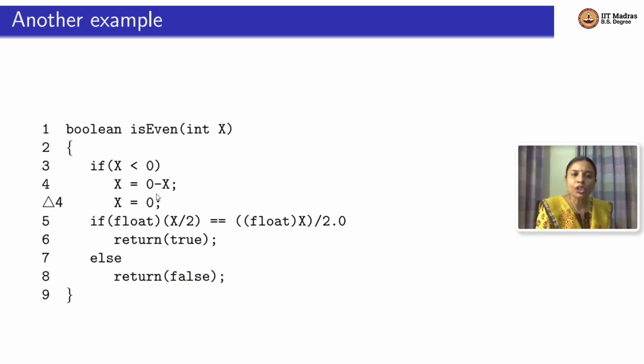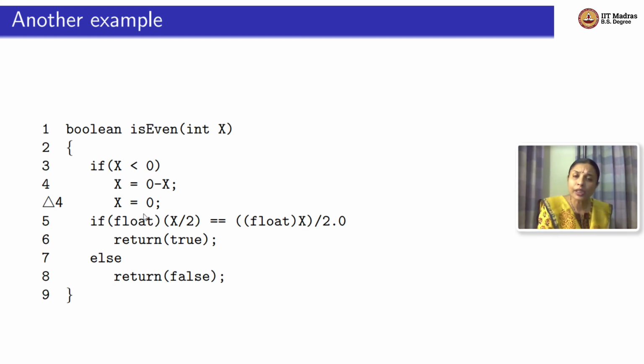So what does the original program do? It checks whether a number is even or not. What does the mutant, what does line number 4 do? Line number 4 replaces every negative number with its positive number. If I give x as minus 3, then line number 4 will set it to 3.